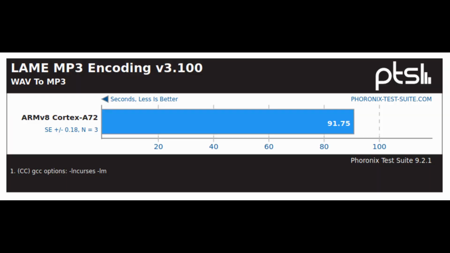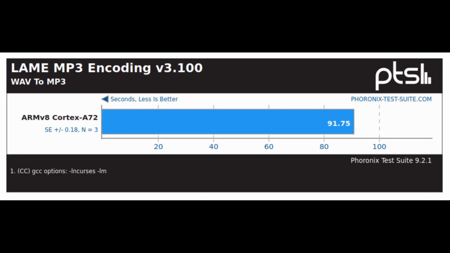Okay, let's get into some of the Phoronix test suite benchmarks. So for CPU testing, I tried with a LAME MP3 encoding. Under Manjaro ARM, that completed in 91.75 seconds compared to the factory 31.532 seconds. So under Debian, we're looking at almost 3 times as fast.